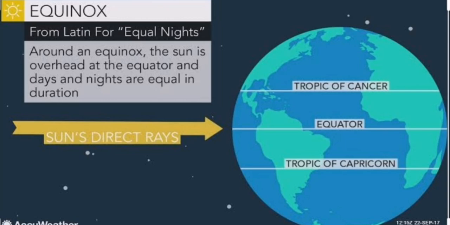You can see it is derived from a Latin word. Equinox is derived from a Latin word which means equal night. So around an equinox, the sun is overhead at the equator and days and nights are equal in duration. Previously we saw nights will be short and days will be long, or days will be short and nights will be long. But in equinox, did you see the picture here?